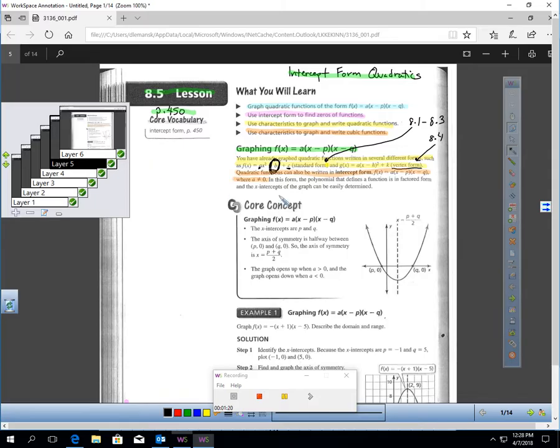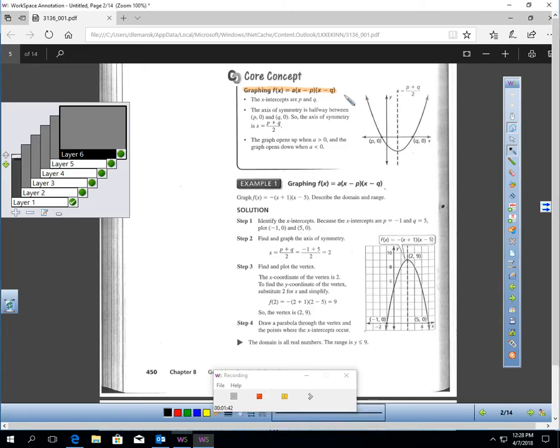Okay? Quadratics can also be written in what's called intercept form. This form is factored form. So here we're going back to chapter 7, factoring again. When an equation's in factored form, it's easy to find the x-intercepts. So, intercept form quadratics look like this.